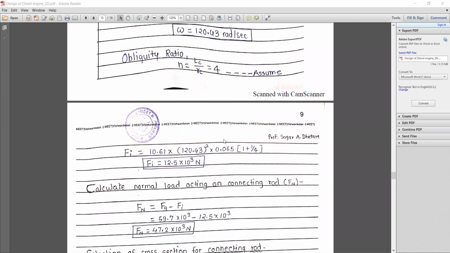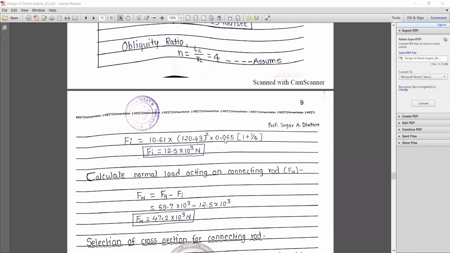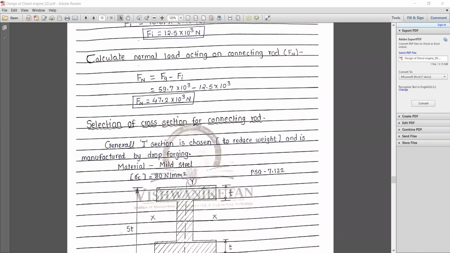Now we need to check the obliquity ratio, that n is equal to crank length divided by crank radius, which is equal to 4, that we are going to assume. So putting all the values, F1 is equal to 12.5 into 10 raised to 3 Newton. Now next, to calculate the normal load which is acting on the connecting rod, that is Fn. Fn is equal to Fg minus Fi. So Fg minus Fi, what we get? The normal load acting on the connecting rod is 47.2 into 10 raised to 3 Newton.